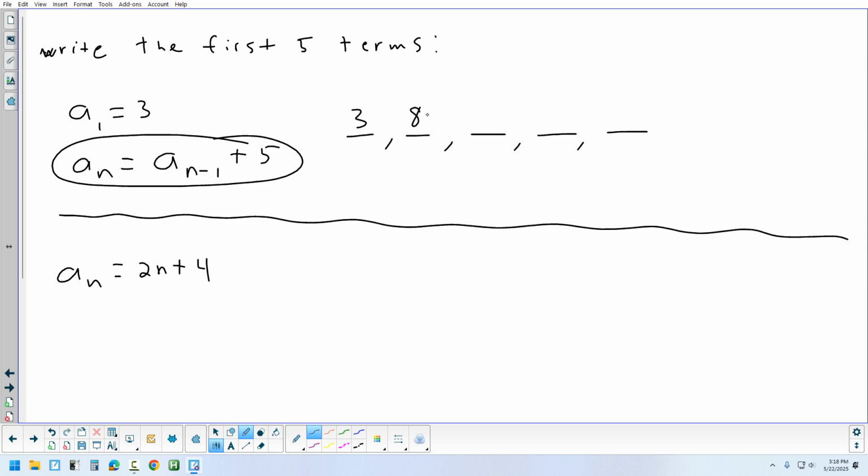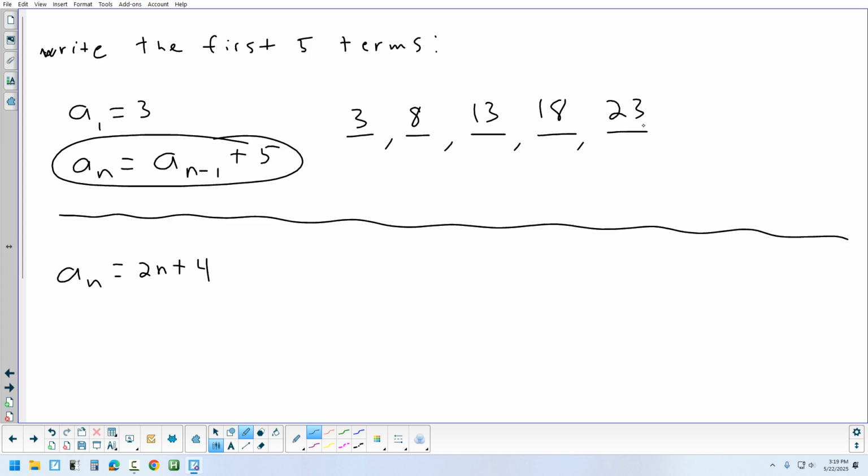Oh, that's fine. 13. And A4? 17. 15. Wait, you're adding 5. When you do A4, it's A3, so you're adding 5, so it's adding 18. 18. Yeah. And then the last one? 23, yeah. So there's the first 5 terms in the recursive sequence.